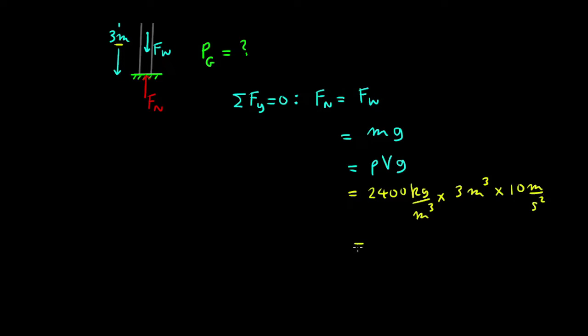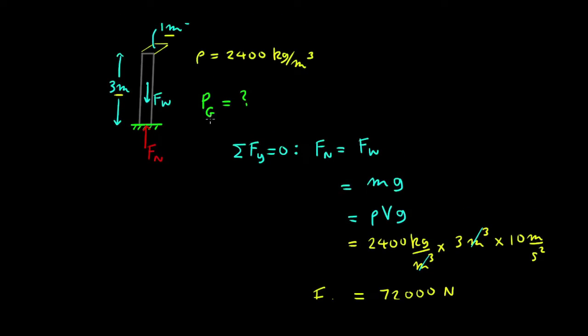So what we get is the normal force is equal to 2400 times 3 times 10, which is effectively 72,000 newtons. Because we can see that meters cubed is going to cancel, so we get kilograms meters per second squared, which is newtons. And that's the same thing as 72 kilonewtons.